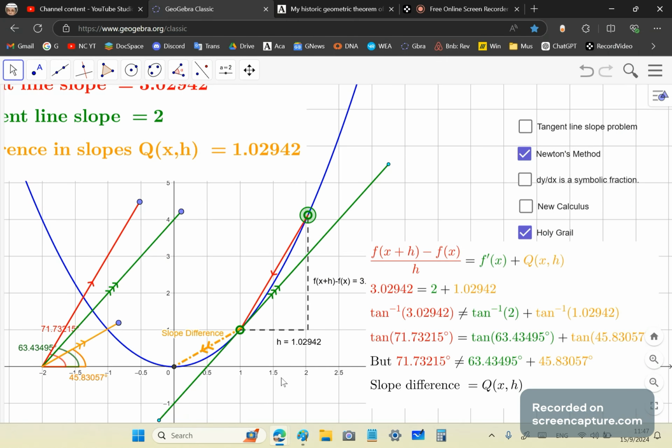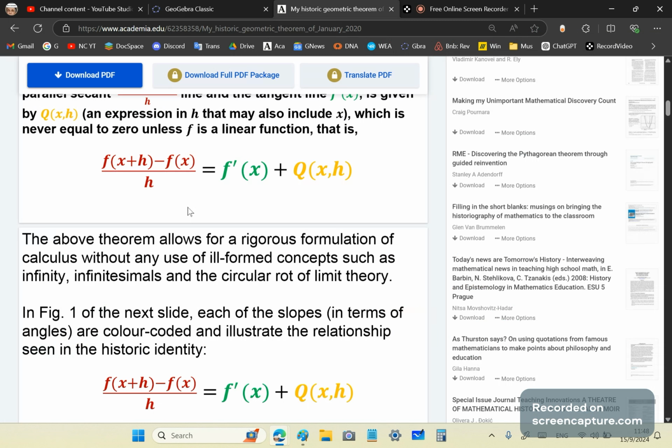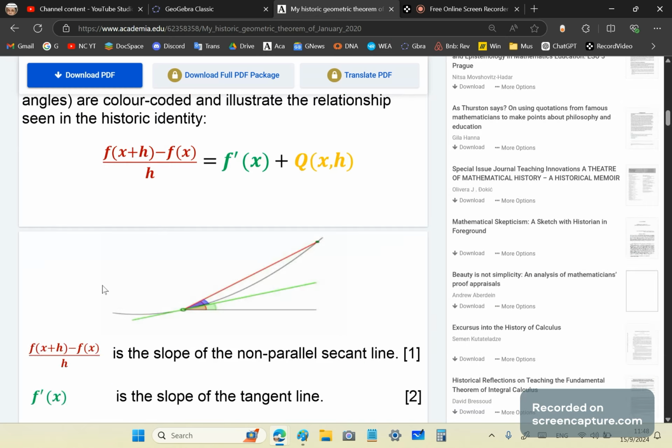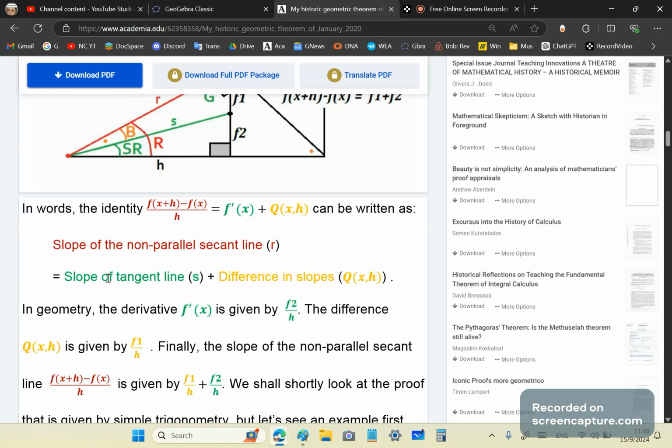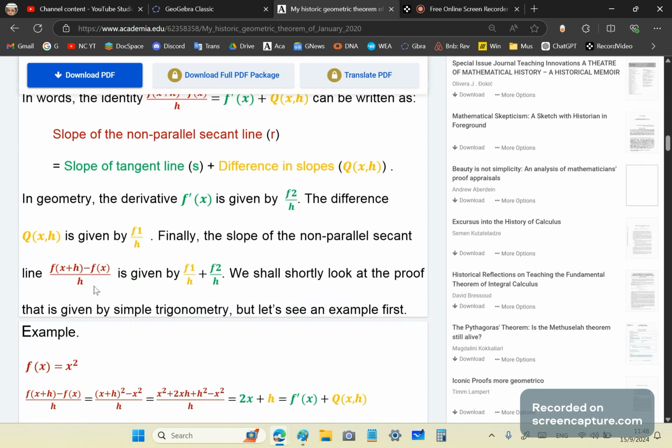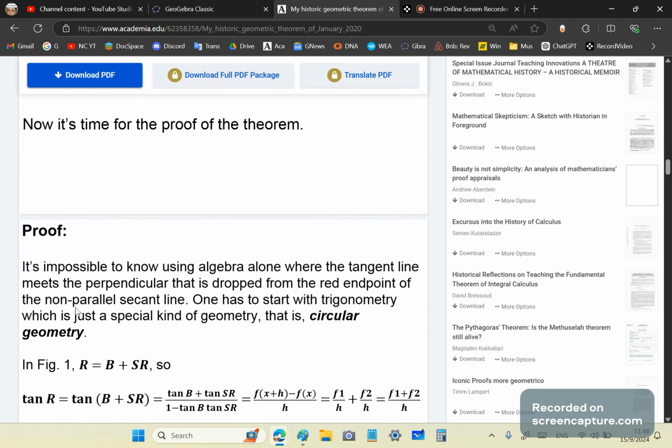And why can we ignore it? We can ignore it because we have the derivative, which is f prime of x. And how do we know that we have that? Well, very easy. You study this article and it tells you. It tells you how to find both the derivative and the slope difference. And it gives you a proof of the theorem.